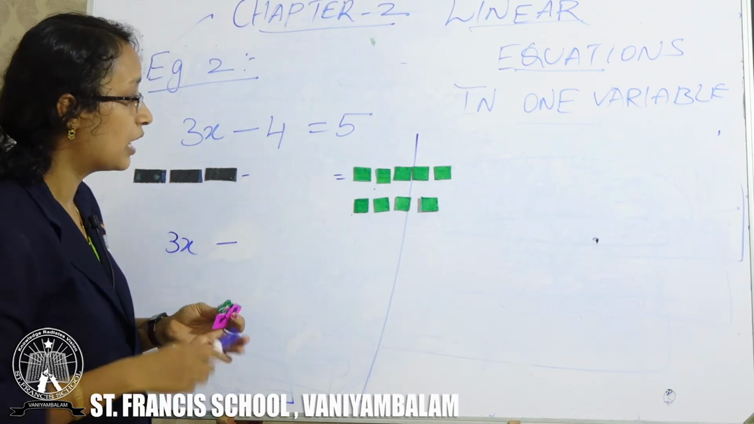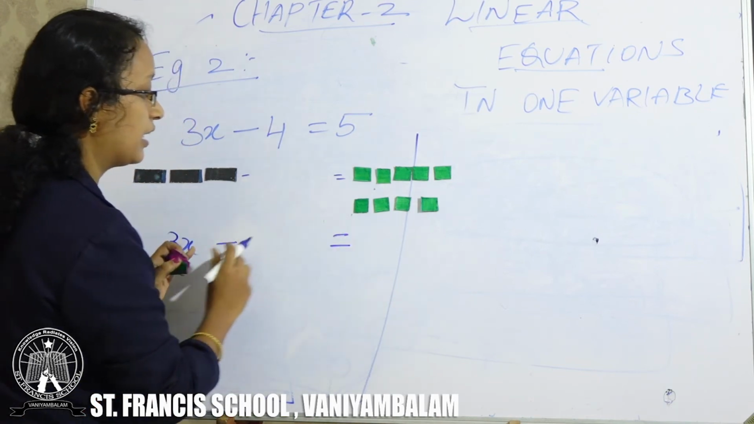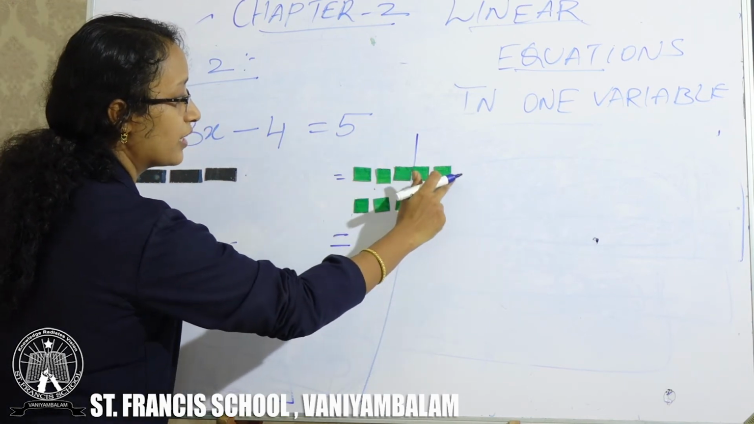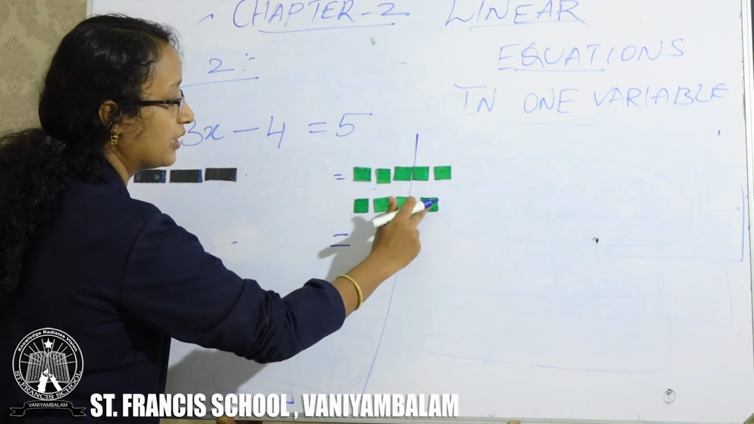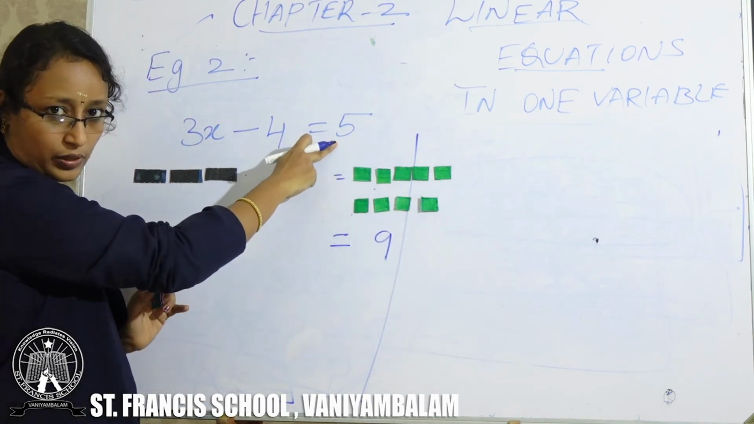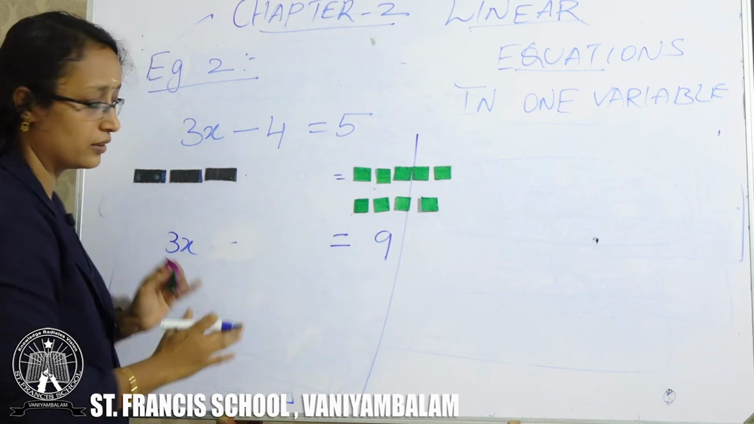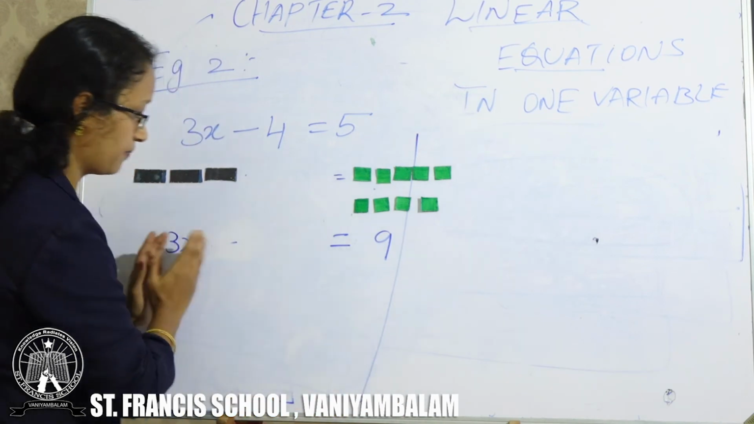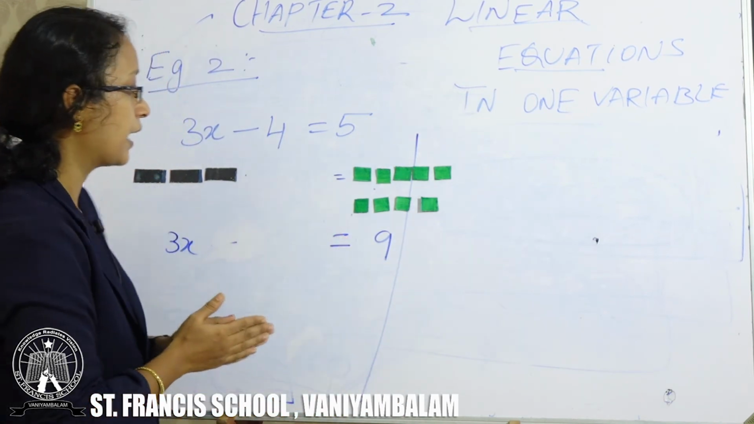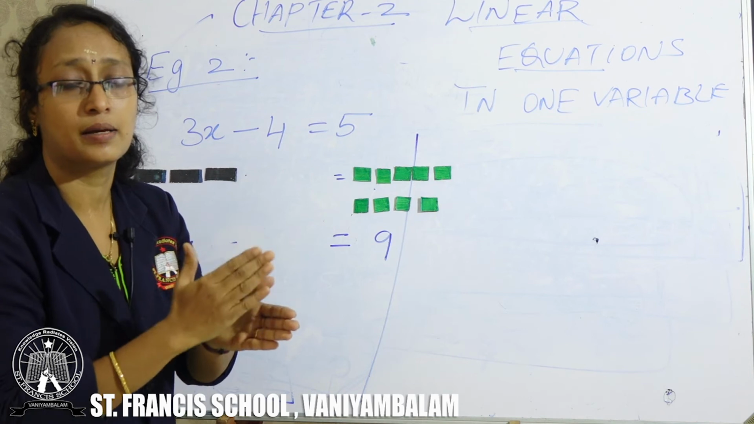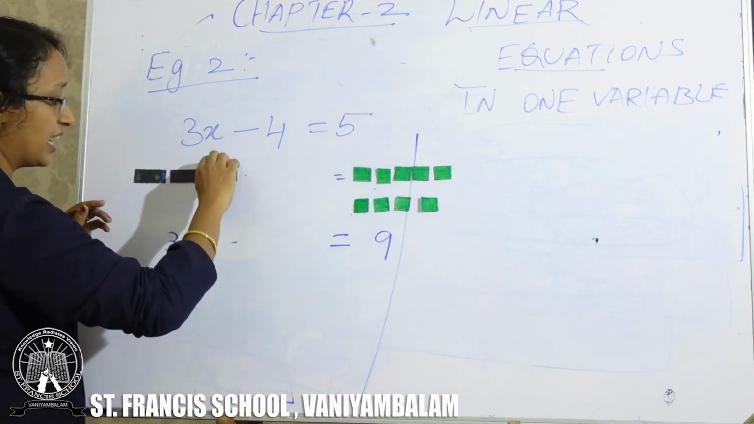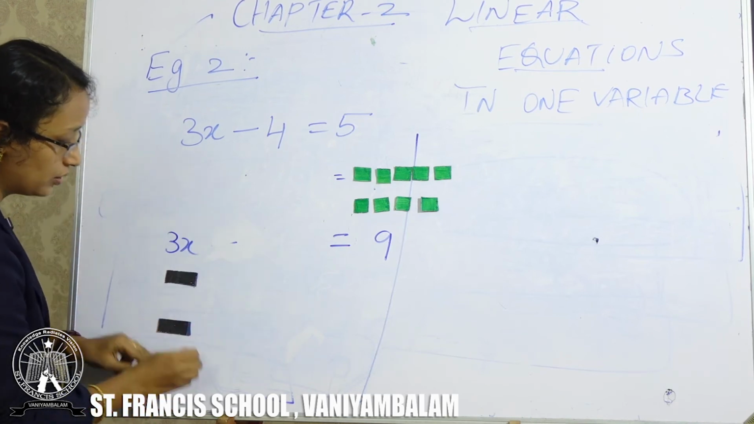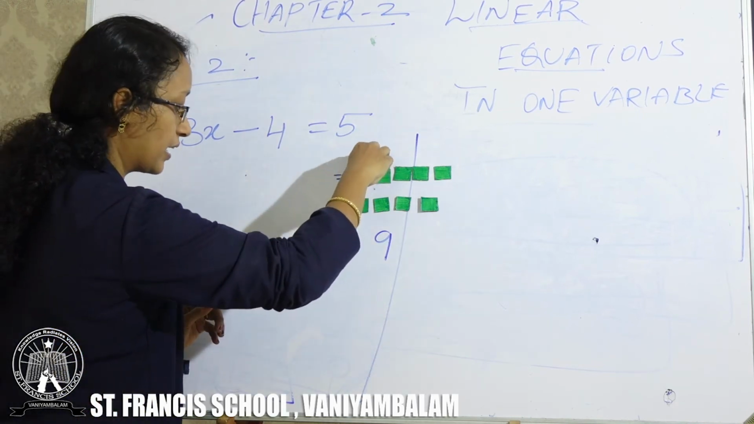So now you have 3x is equal to 1, 2, 3, 4, 5, 6, 7, 8, 9. Here you have the positive constant, so 9. Now you have 3x is equal to 9. Next, what am I going to do with this 3x is equal to 9? I am going to split it into groups. So 3x I am going to split into 3 groups.